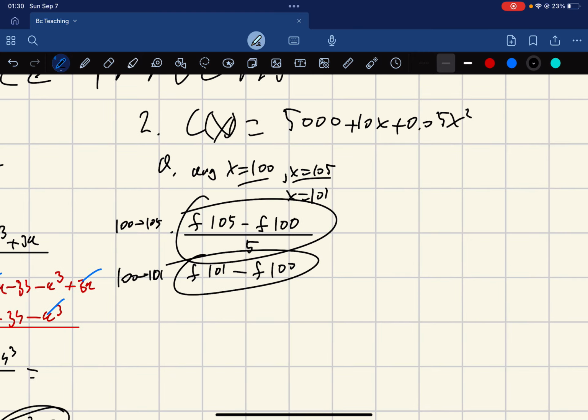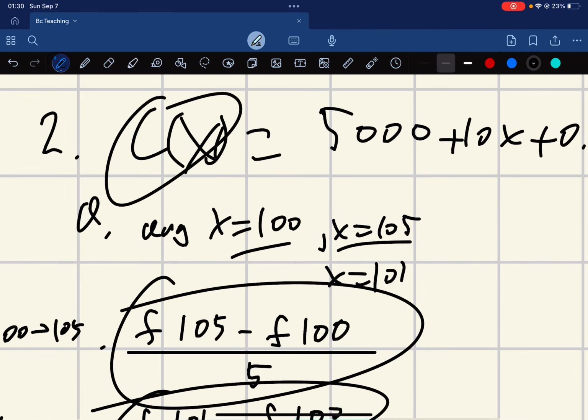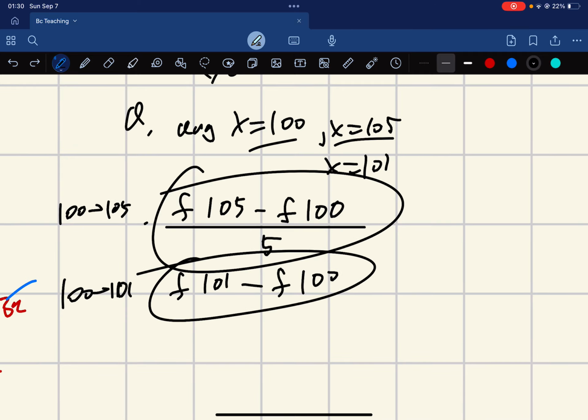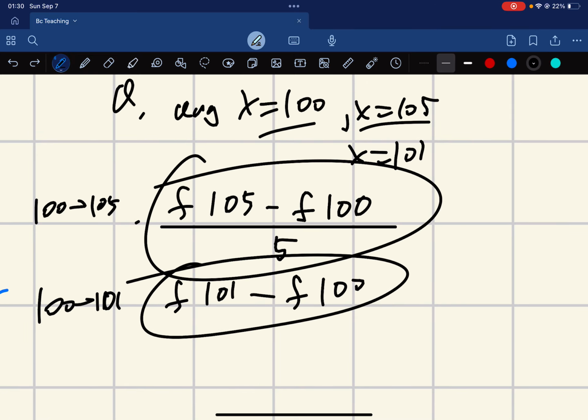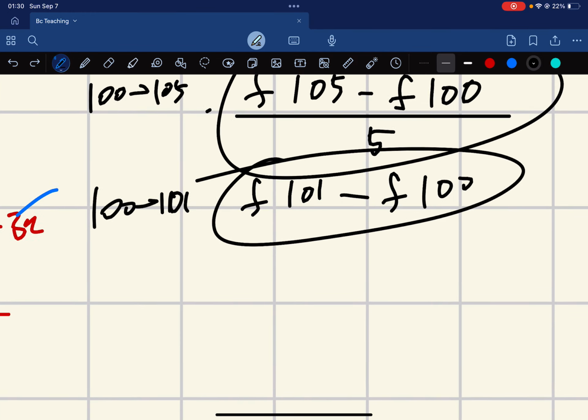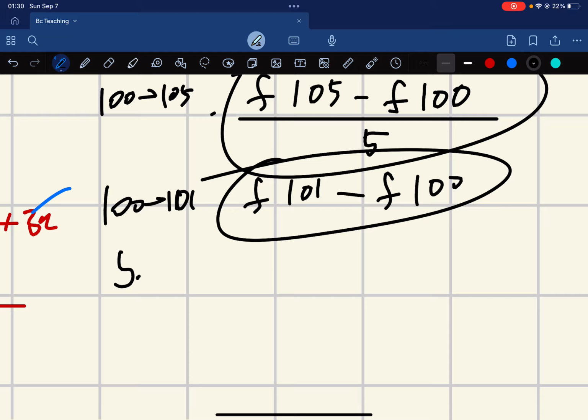Oh wait, it's not cost per cost, it's just how much. Okay, that's your average, like how much of a product you're building on average, it's just your average rate of change of how much you're making. Okay, now you're asked for your instantaneous rate of change of C with respect to X when X equals 100.